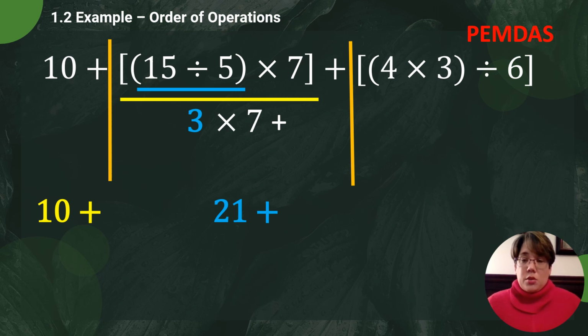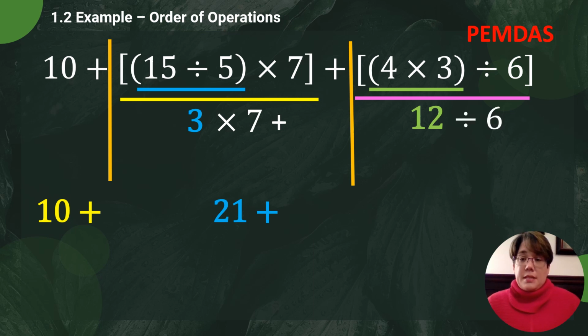So we're going to do the whole thing. I'm going to start over again with my parentheses and I'm going to say 4 times 3. So then I'm going to get 12. And then I'm going to bring down that divided by 6. Okay. Now, 12 divided by 6 is 2.